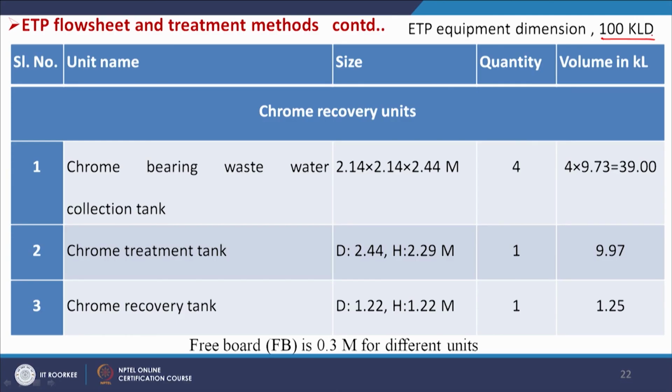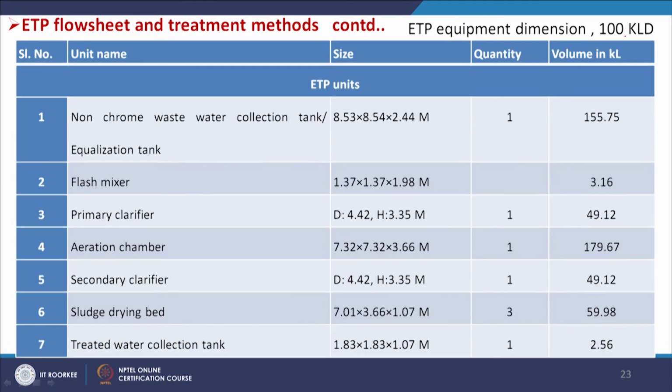Now, this slide gives us some idea about the requirement of ETP equipment and their size for a 100 KLD ETP plant. So, the chrome bearing wastewater collection tank is this one, 4 in quantity, and the total volume is this one. The chrome treatment tank is given here, this is the collection tank, this treatment tank is 9.97, and the chrome recovery tank is this one.